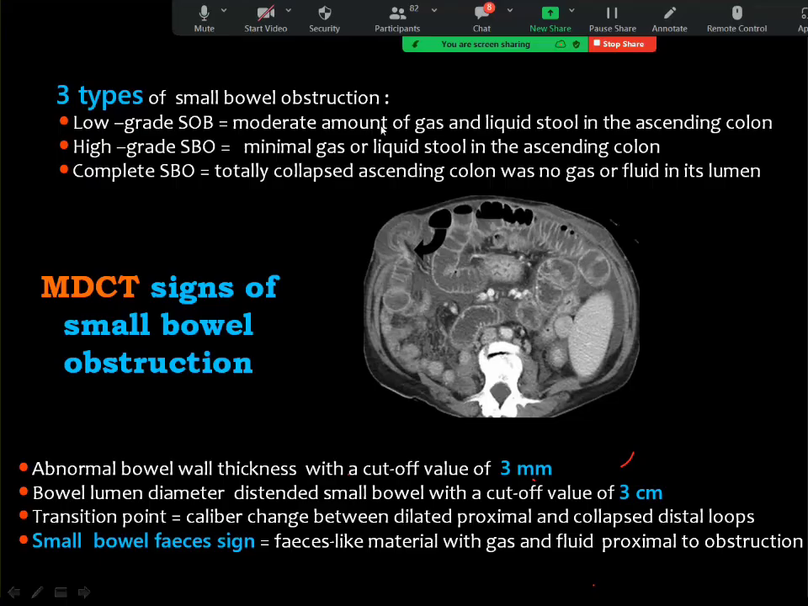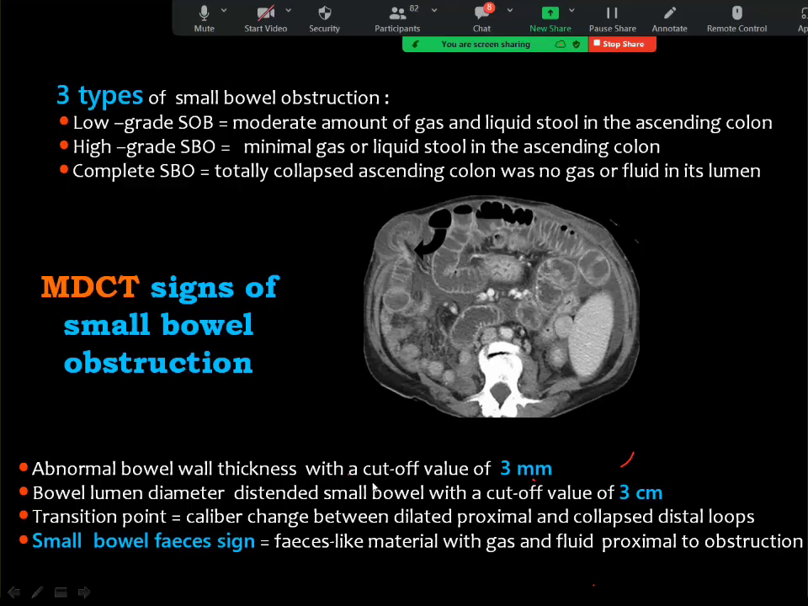In the ascending colon, if you got fluid, stools, and gas, this is low grade. If minimal gas or minimal stools, this is high grade. If the colon is collapsed with no gas or fluid, then this is complete small bowel obstruction.